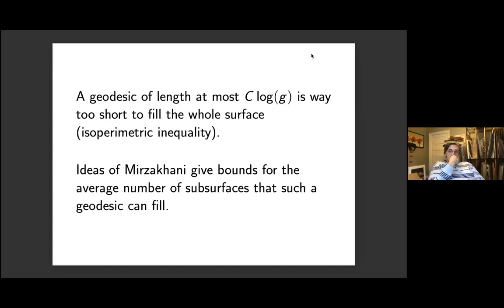And it turns out that a geodesic at the logarithmic length scale is way, way, way too short to fill up the whole surface. That's essentially the isoperimetric inequality. So these logarithmic sized geodesics are going to fill up fairly small subsurfaces. And so the main idea in the paper of Mirzakhani is to do a sort of accounting or bookkeeping where you say, I'm going to keep track of the number of geodesics by keeping track of how many subsurfaces there are and then how many geodesics each subsurface has.